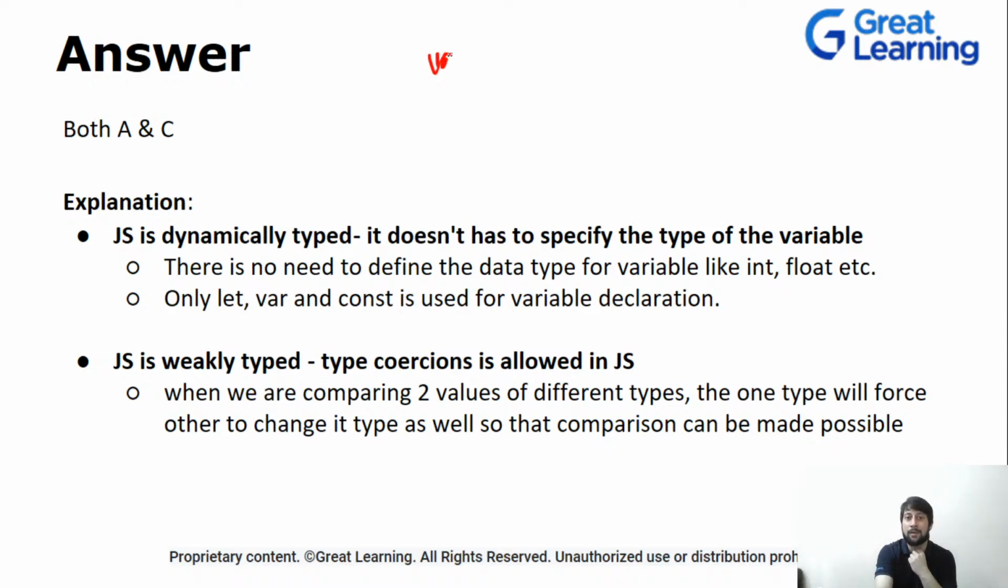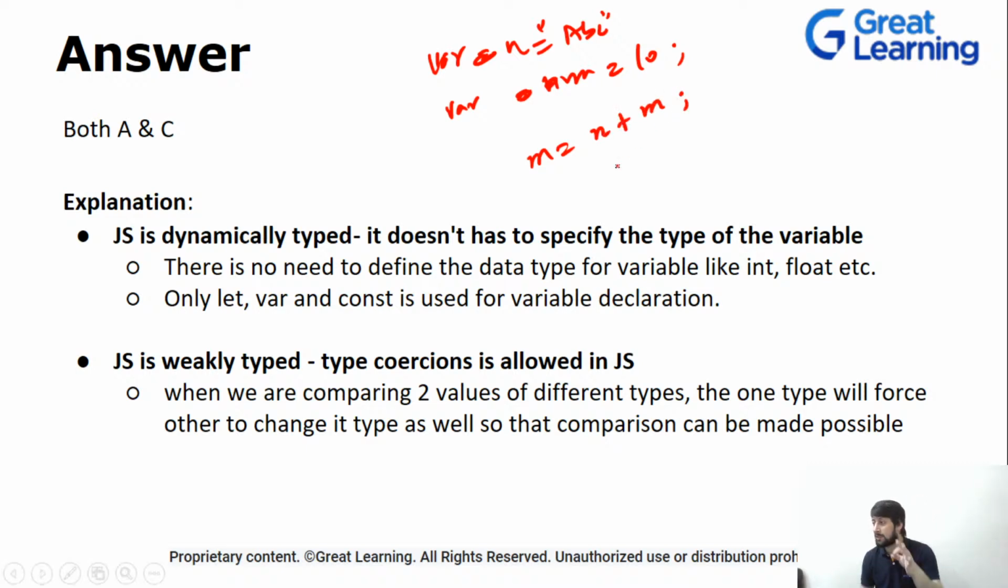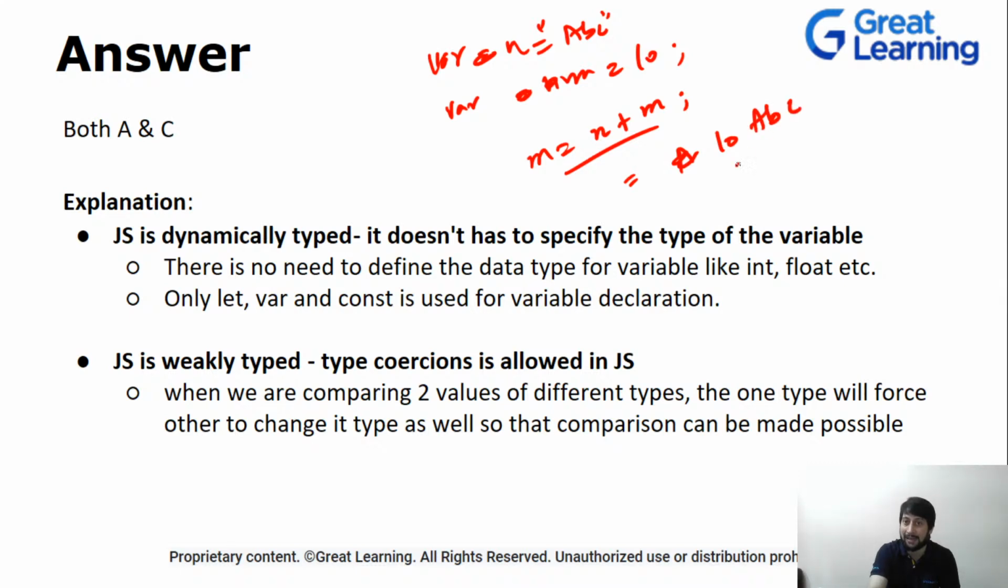So one more example can be where n is equivalent to a, b, c. Okay, this is a string. Now what I'm doing, we have m equal to 10. Then m is equivalent to n plus m. Now if you do this in any other programming language, it will throw an error saying that one is a string and one is a number or an integer, right? But over here, when you do this, it will do nothing but concatenate them like this.